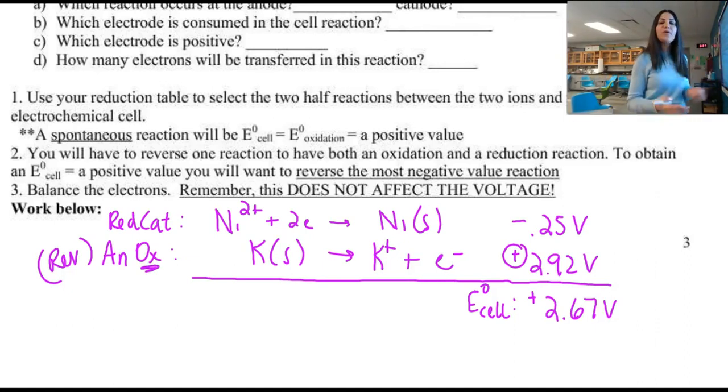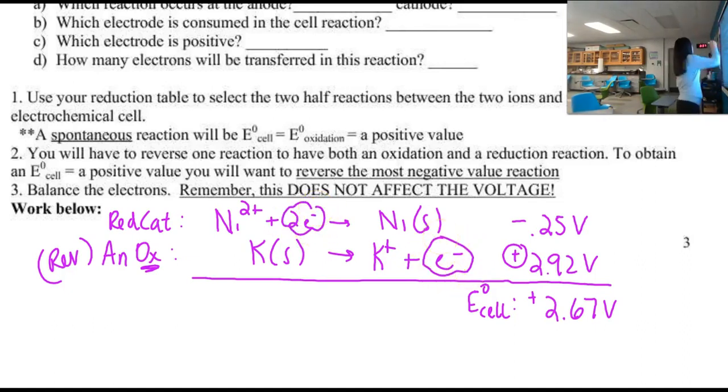Now what we want to do is add everything up on this side. Remember, your voltage doesn't change even if you have to multiply. In this case, I'm seeing 2 electrons here and only 1 electron here. So I'm going to multiply everything by 2 on the bottom one. So I'm going to get a 2, and a 2. But remember, you do not multiply your voltage by 2.